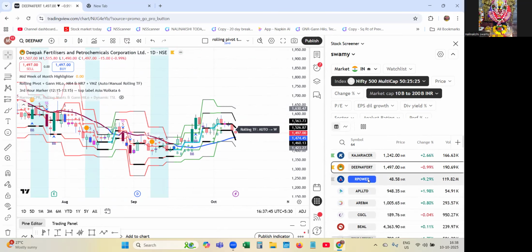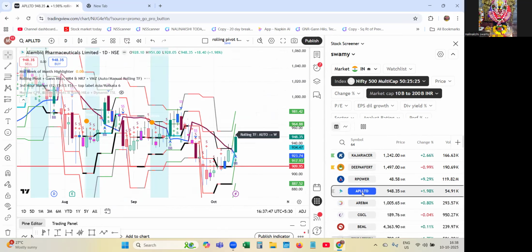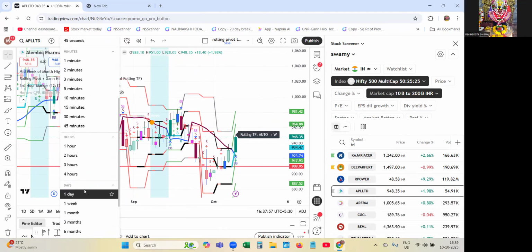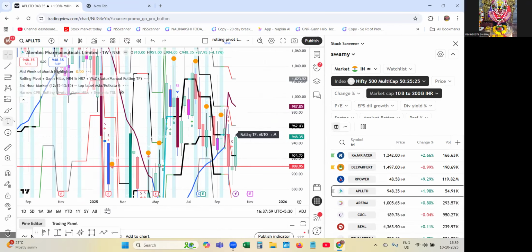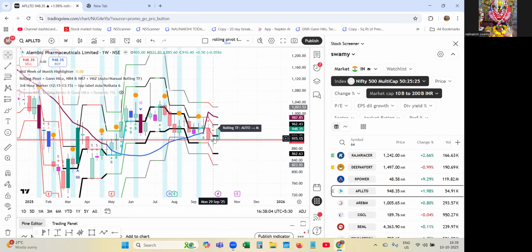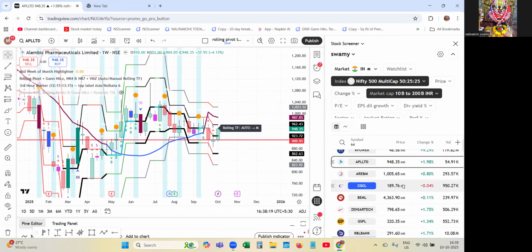So I don't want Reliance Power. APL Limited, let me change it, it is above the daily pivot. Alembic Pharma, and let me check whether it is fit on the weekly time frame also. On the weekly time frame, yes, it is above the pivot, but it is still below. The trend has changed a little. It has flipped here. So it takes time. When everything was perfect, it was Kajaria Ceramics. You could have taken that.